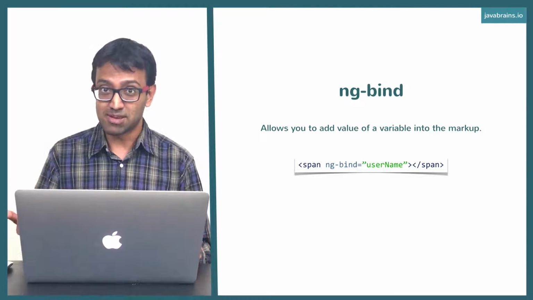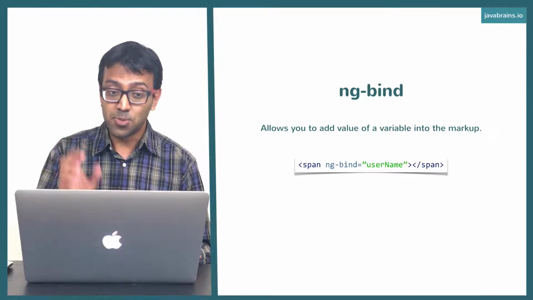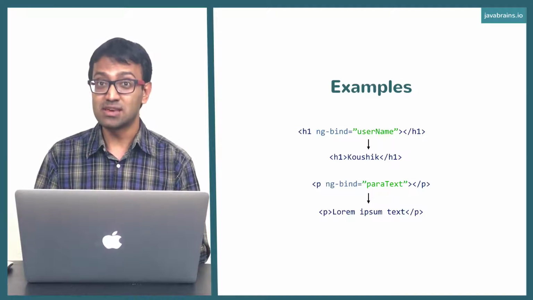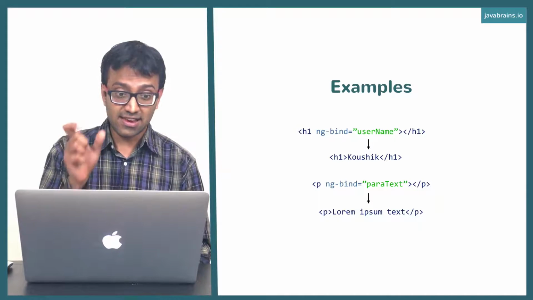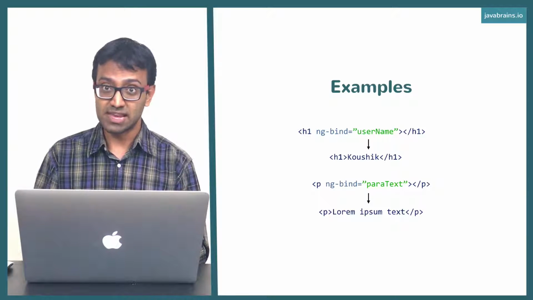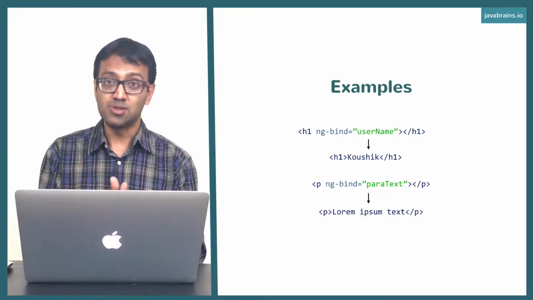It's going to get username from the scope object, and it's going to put it in the span. Right, so something like this: if username is the value Kaushik, it's going to add Kaushik into the H1. Paratext has lorem ipsum text, it's going to add that content into the paragraph.